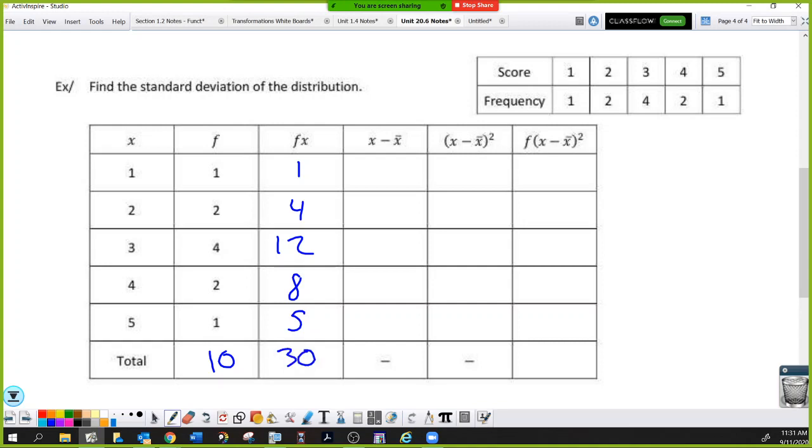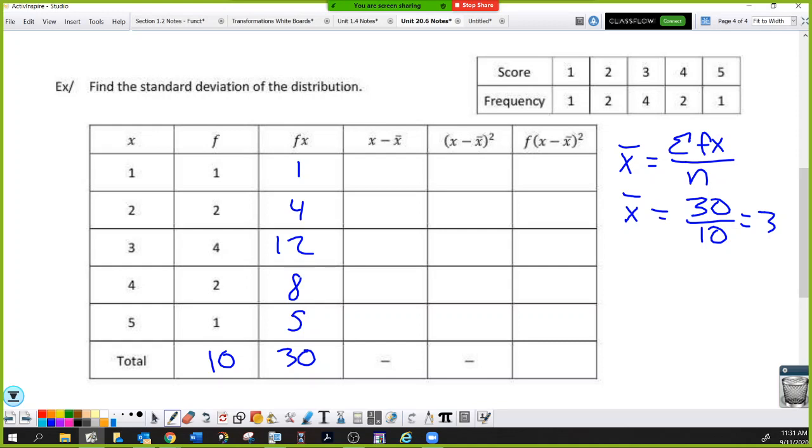Now the next column is you taking the x value and subtracting it from the mean. Oh, I better find the mean then, huh? Because we don't have x bar yet. We will in a second, though. I'll do it over here. So x bar is the sum of your fx column divided by the number of entries that you have. So our x bar was 30 over 10, which is 3.